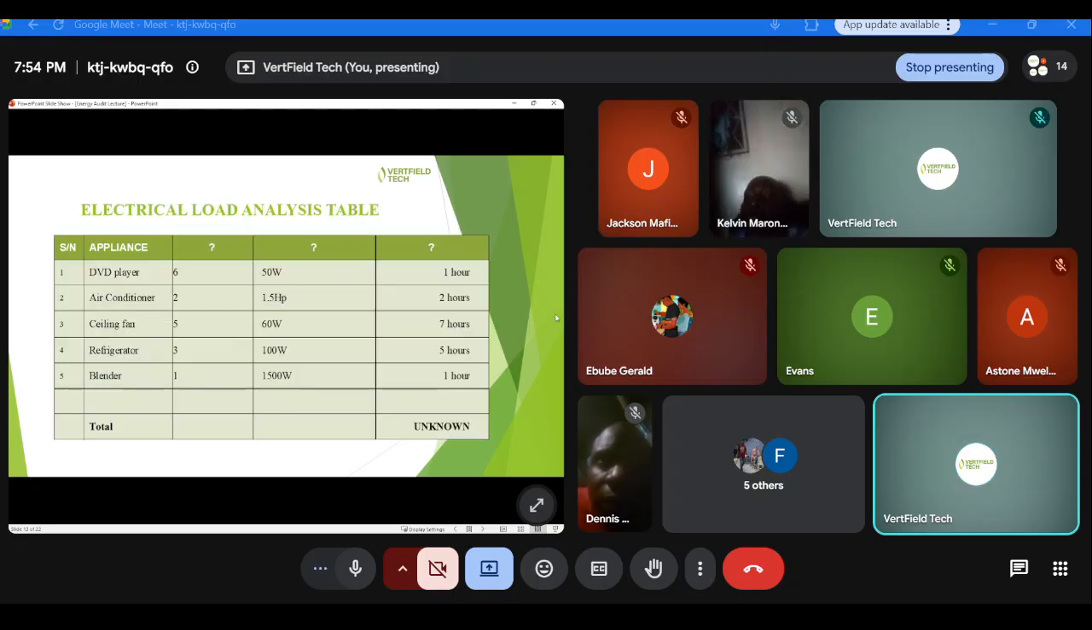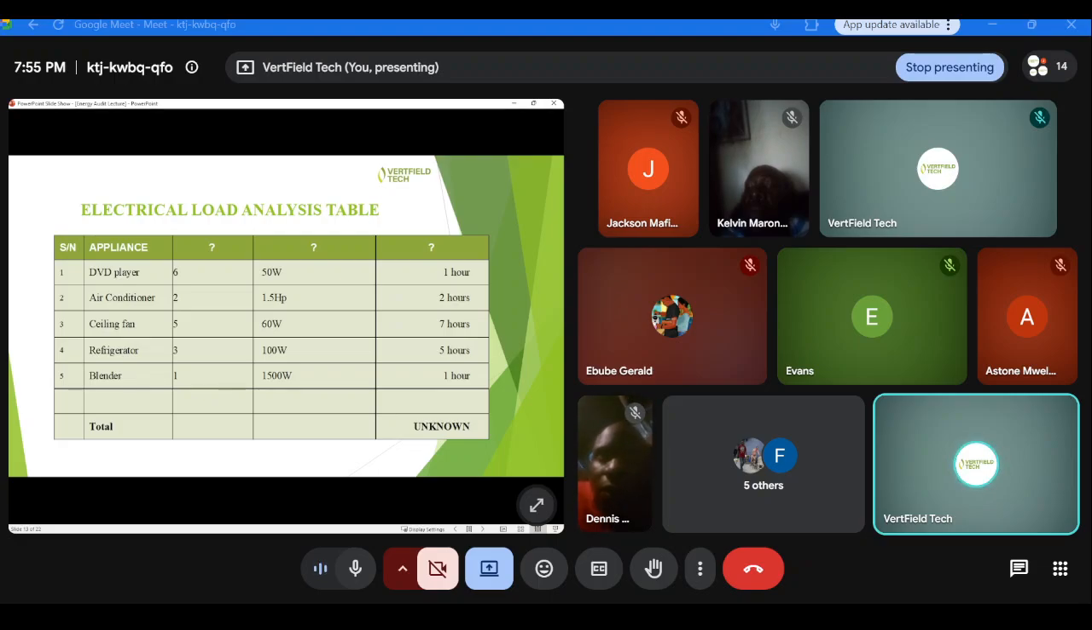Now, this is what every one of us has been waiting for. This is the time that you all have been expecting us to get to. The reason why we are here tonight is here right now. Electrical load analysis table.